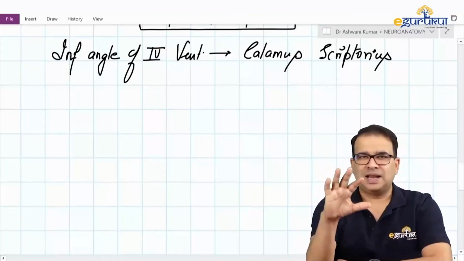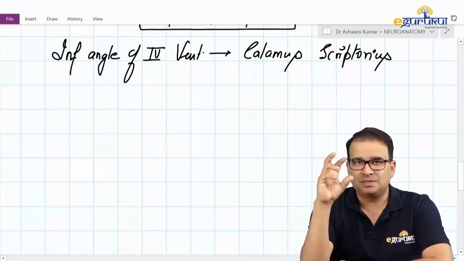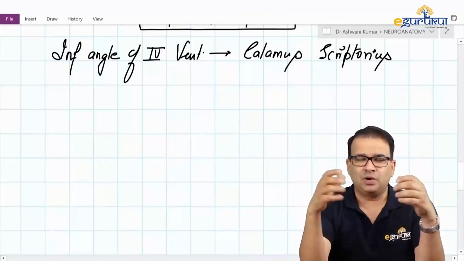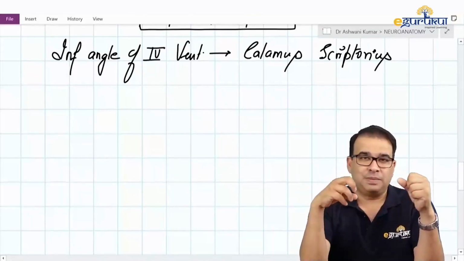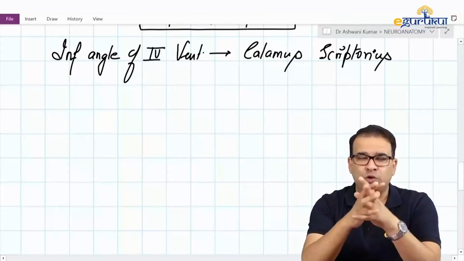So this is about the dorsal aspect of the brainstem, where we saw some part of the midbrain, the superior and inferior colliculus and the fourth nerve coming out. We saw an important part of the medulla also, the gracile and the cuneate tubercle, and the main thing that we saw is the floor of the fourth ventricle.